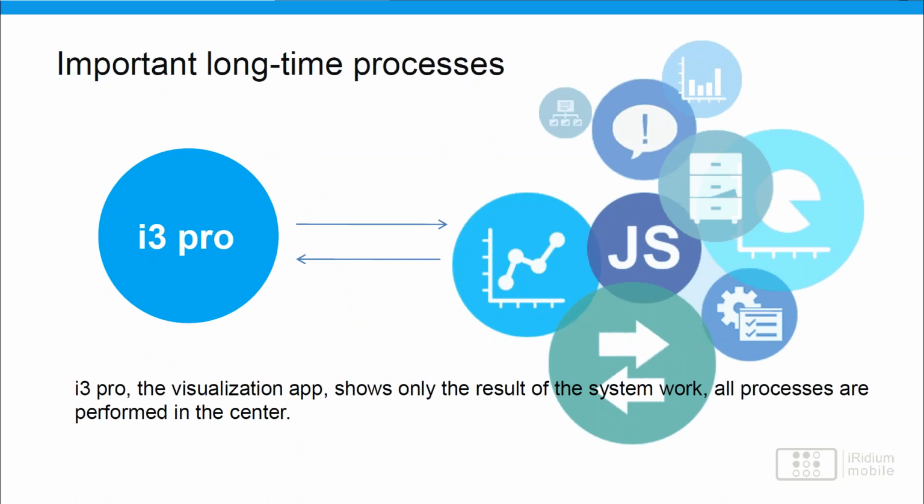Important processes and long-time processes have to be stored on the iRidium server to make them stable and to guarantee that these processes will be finished as they should. In the visualization app, you can show only the result of working with your automation system. All the processes like scheduling, like long-time scenarios, can be made on the iRidium server solution.